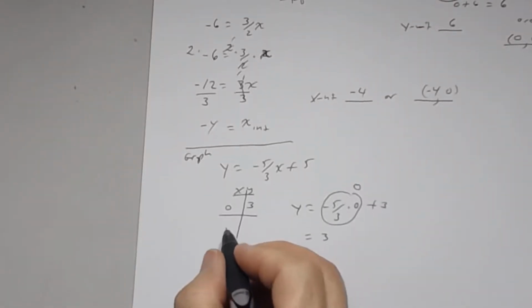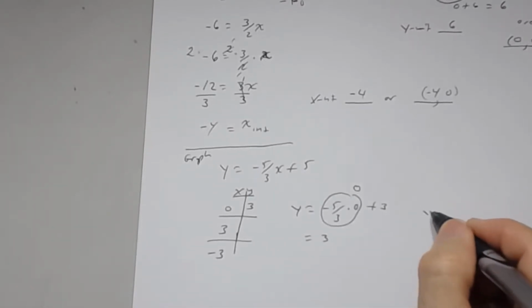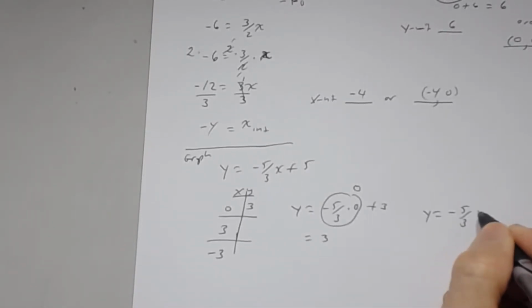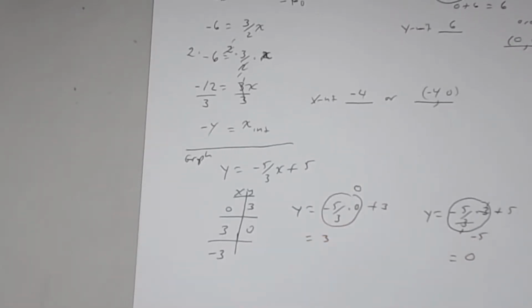So 3 and negative 3, right? So if x is 3, I get y equals negative 5/3 times 3 plus 5. What's negative 5/3 times 3? Yeah, so remember the 3's divide out. So 3 divided by 3 is 1, 3 divided by 3 is 1. And what's negative 5 times 1? Negative 5. But what's negative 5 plus 5? 0. Well, think about that. Okay, now remember, this time y is 0. Well, if y is 0, what is it I've just found?